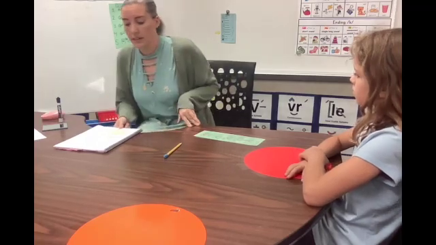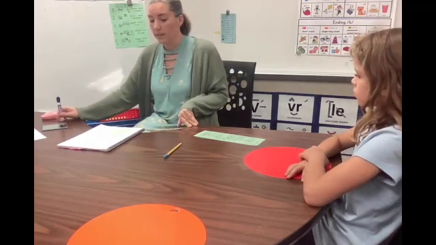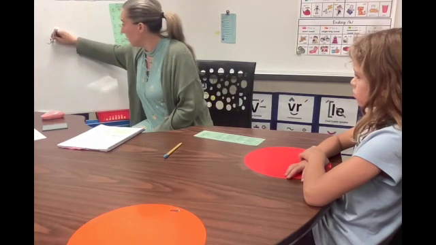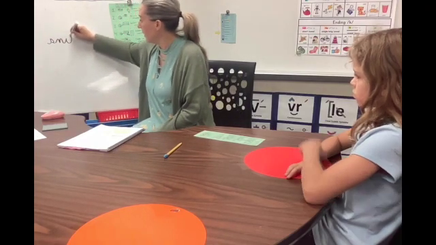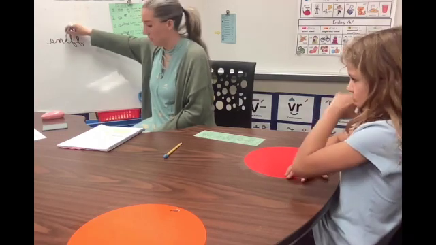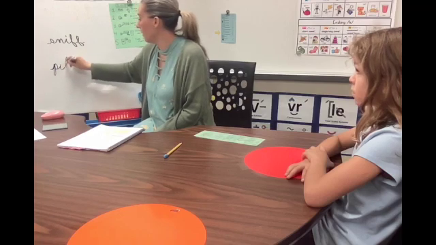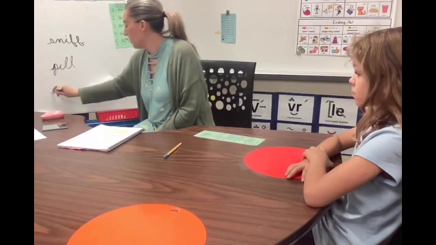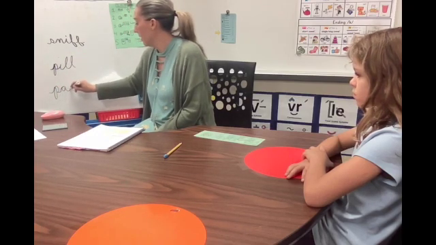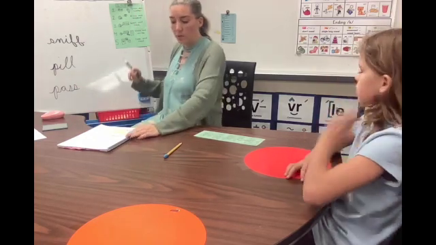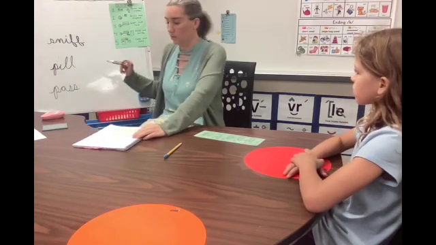So we're going to be doing a new word spelling formula. I'm going to write some words on the board: sniff, pill, pass. So looking at these words, how would I code these words?